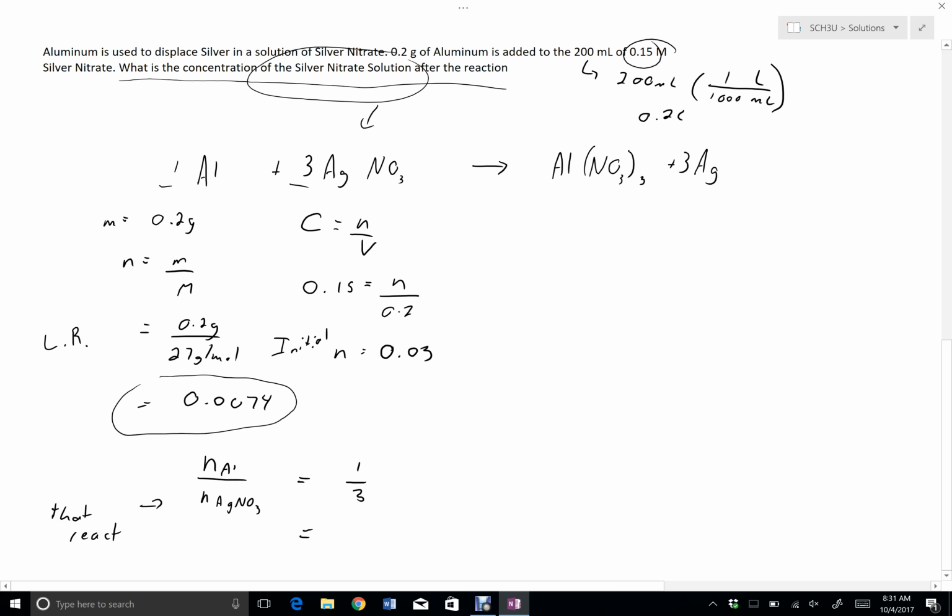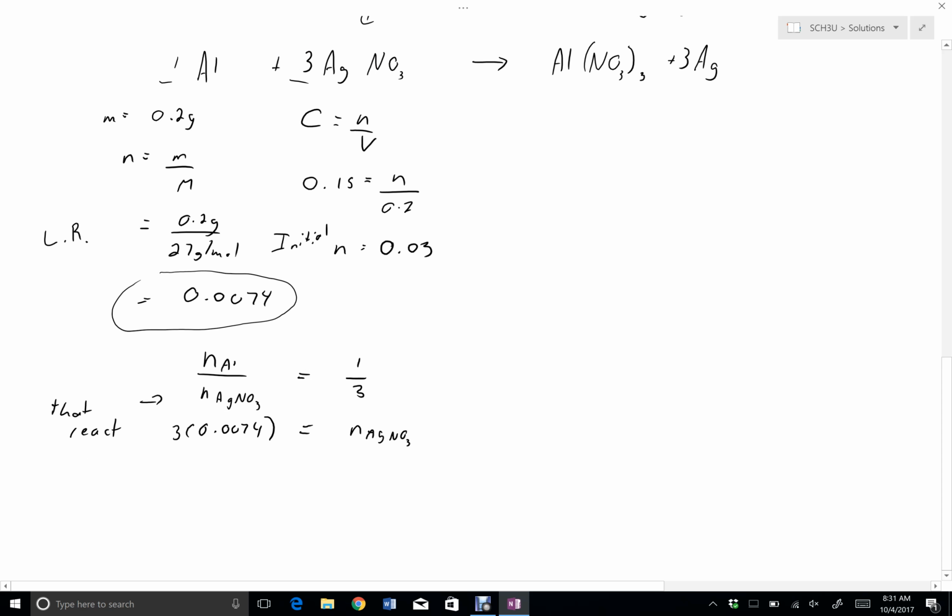So I'm going to bring my moles of AgNO3. Again, this is what's going to react away. Up here, I'm going to bring the 3 up here, and I get 3 times 0.0074, which gets me 0.0222 moles of silver nitrate that participate in the reaction or that are used up in the reaction.